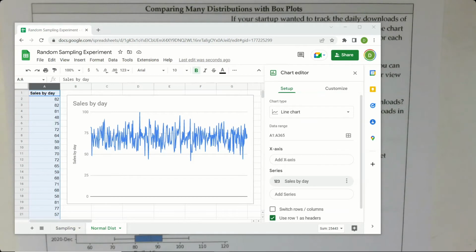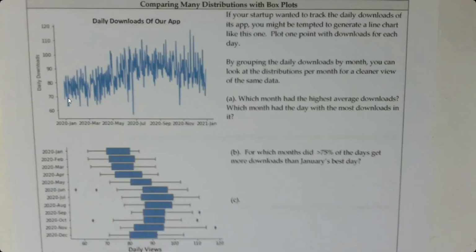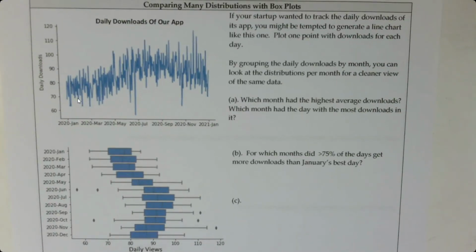But now let's jump back to the worksheet. Like I say in the worksheet, it's very tempting to plot your data like this, but this kind of display is maybe not as informative as it could be. So instead of just plotting points for the daily sales for every single day in sequential order, you could group the sales by months. And then you could look at box plots for the distribution of sales per day for each month separately. And that's what we have here.